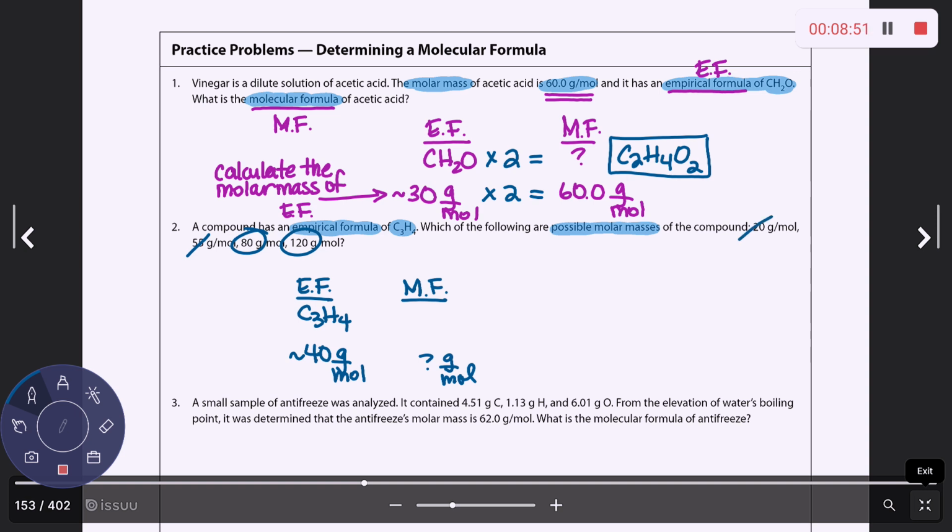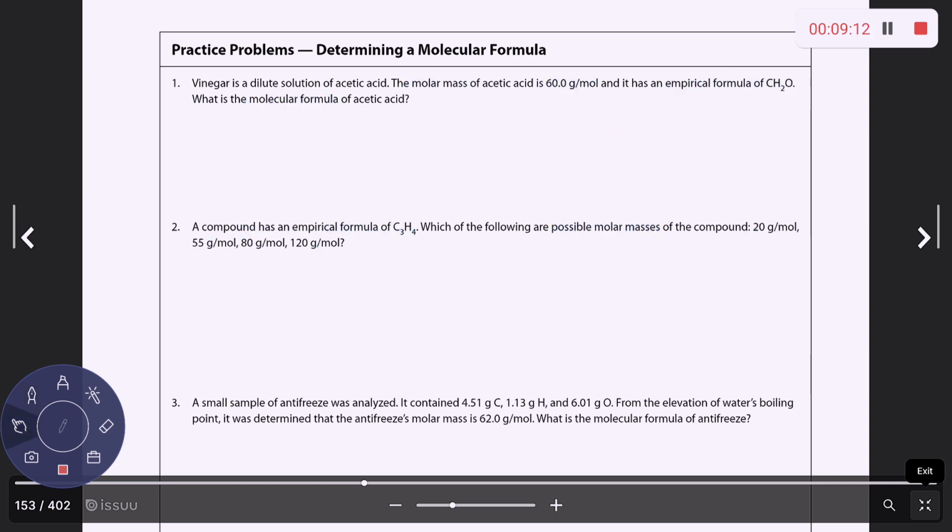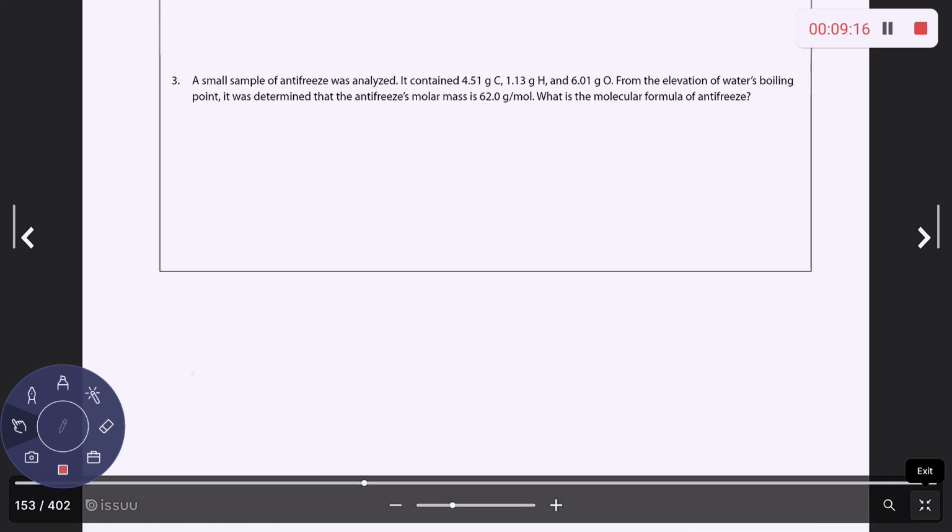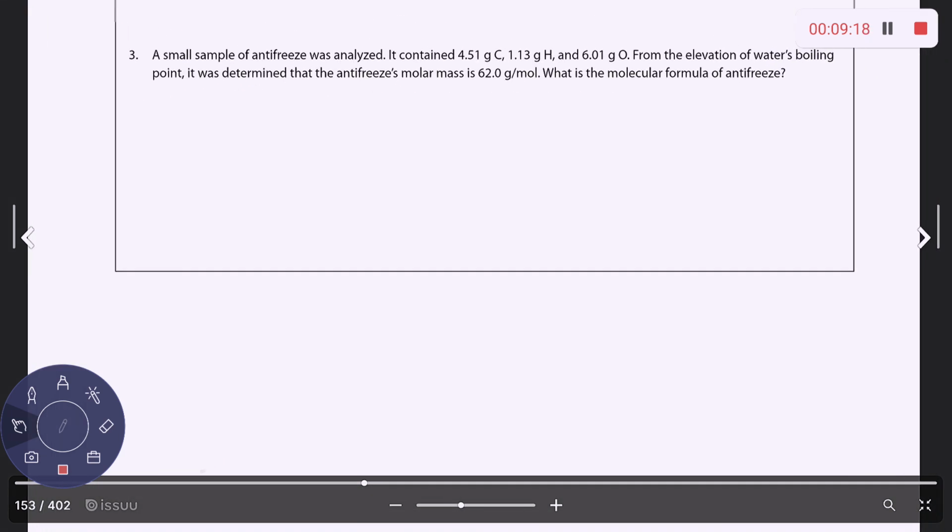Okay, now, the last type of problem that you're going to get for calculating molecular formula is where they don't give you the empirical formula. So in number 3, they give you stuff to calculate the empirical formula, so you have to do that first, and then you have to do what we did in number 1 after that. Okay? So let's do number 3, and then that should carry us just under break.